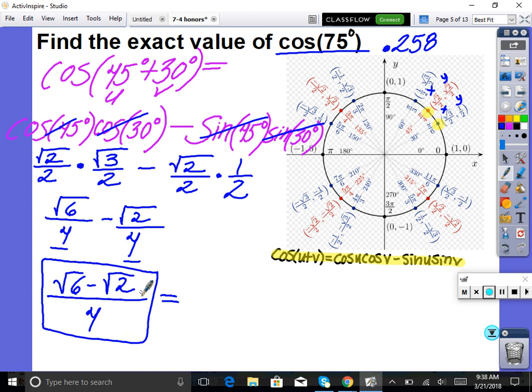Now go right here and type this into your calculator off on the side. Root 6 minus root 2, hit enter. Make sure you hit enter first, and then divide by 4. 0.258. So you can check, is my exact answer the same as my approximate answer? Yes. So I know I got my exact answer right.